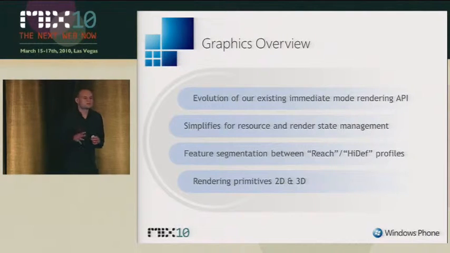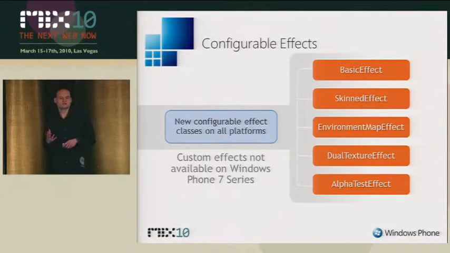But if you're new to graphics, what we provide are rendering primitives for both 2D and 3D content. We've also introduced in XNA Game Studio 4.0 this concept of configurable effects. So we don't provide custom effects on Windows Phone 7 series. So this is also known as programmable shaders. But what we've done is we've gone in and provided these set of 5 effects that allow you to still get a lot of great graphics performance from the platform and achieve the visual level of quality that you want to achieve.